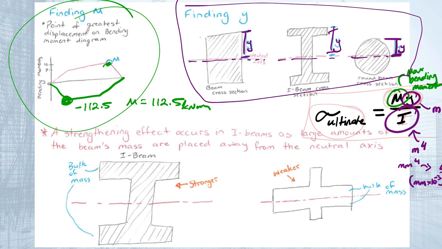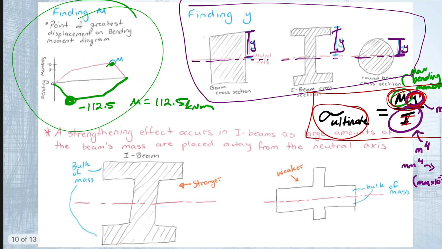So a strengthening effect occurs in I-beams because there's a greater distance from the neutral axis to the majority of the mass. As you can see in our formula, the greater the value y is, the greater the overall stress value will be, because this upper number is going to be larger. So when it's divided by the same constant, you'll end up with a greater result.